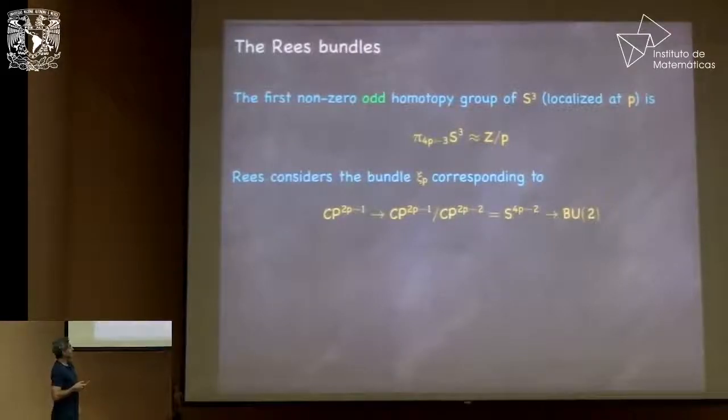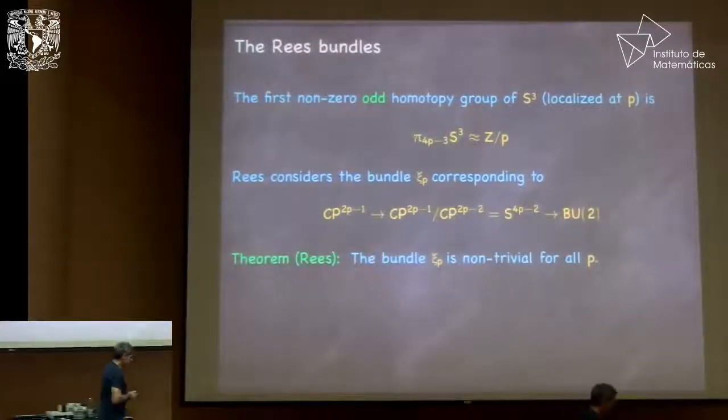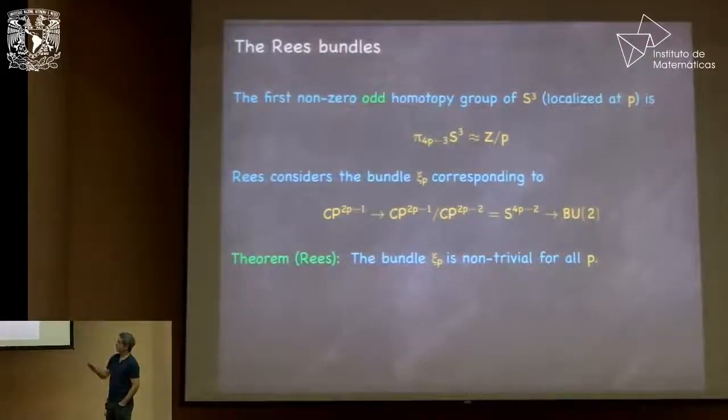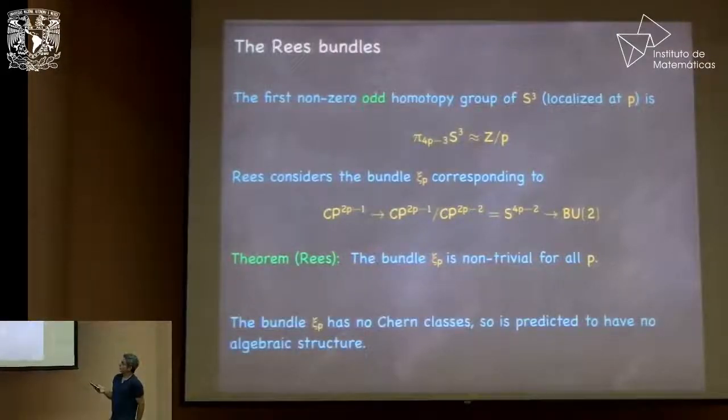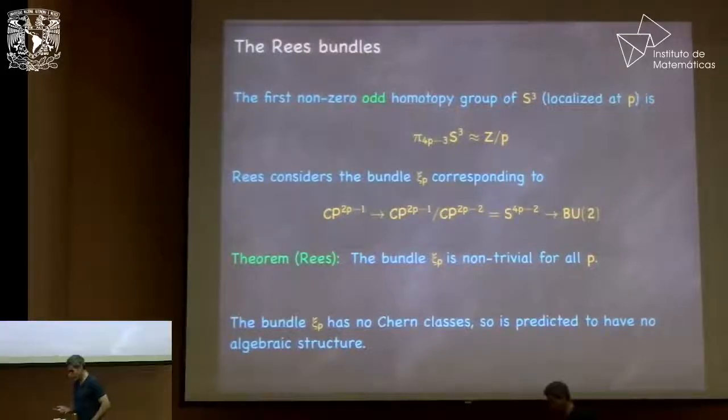So what Riis did was he studied vector bundles associated to that element. In particular, he studied this one on complex projective space of dimension 2p minus 1 that's gotten by that composite of maps that I've drawn there. And these bundles, because the classifying map factors through the quotient of that projective space by the one just lower, they don't have any Chern classes. So he proved that these were non-trivial, they have no Chern classes, and so by the standard philosophy, they're predicted not to have an algebraic structure.